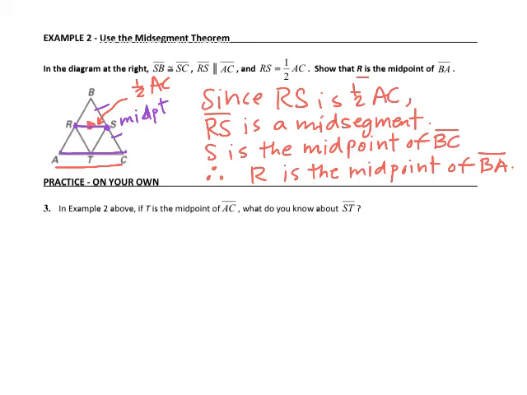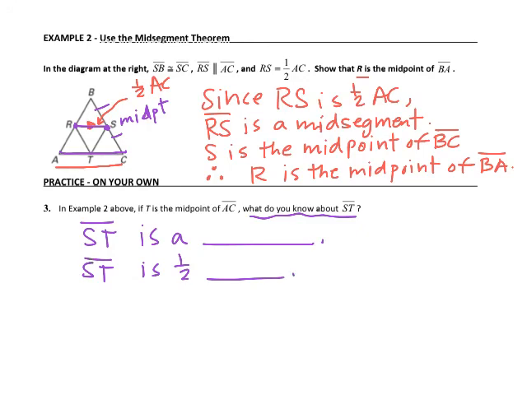But now, in your practice problem, on your sheet, you should have something that looks like this. Segment ST is a... And that's what I would like you to write in. What do you know about ST? There are going to be three things that you need to fill in. ST is 1/2 of which side of the triangle that's shown there. And ST is parallel to which side of the triangle shown. So you're using this triangle here to answer those questions.